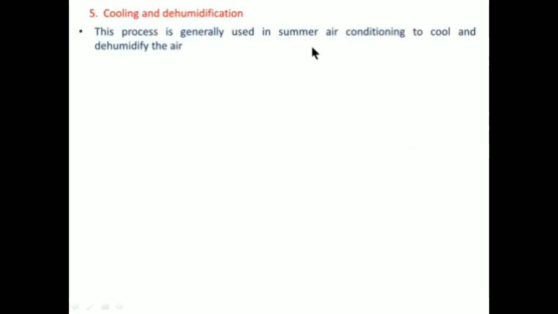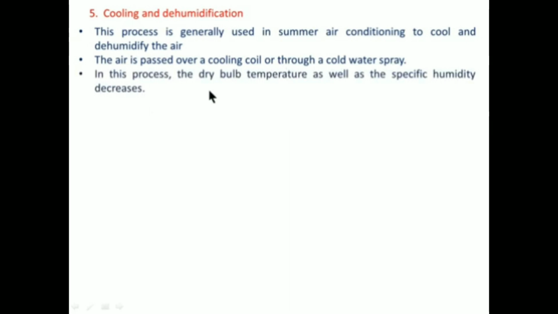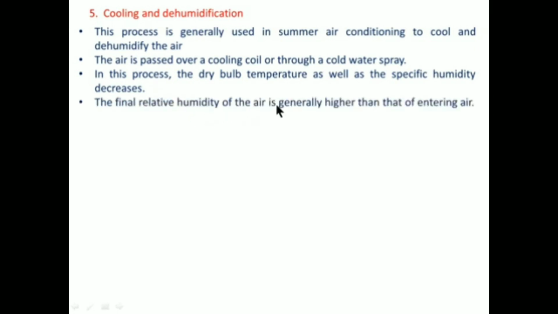So this process is generally used in summer air conditioning to cool and dehumidify the air. The air is passed over cooling coil or through a cold water spray. Now in this process, the dry bulb temperature as well as the specific humidity decreases. So this is the cooling and dehumidification. In cooling, we decrease the temperature. In dehumidification, we reduce the humidity content. So the final relative humidity of the air is generally higher than that of the entering air.